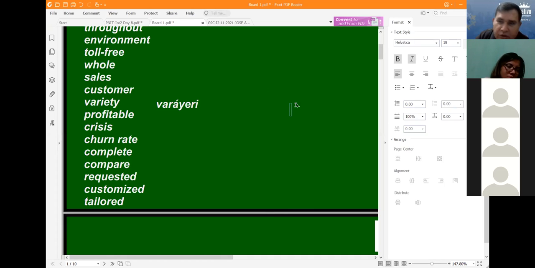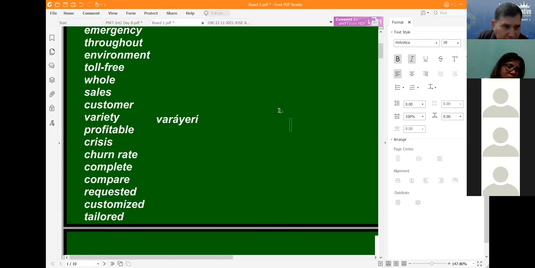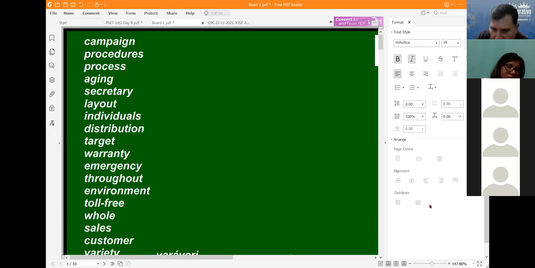Without taxes, right? Toll free is without taxes. Without taxes.